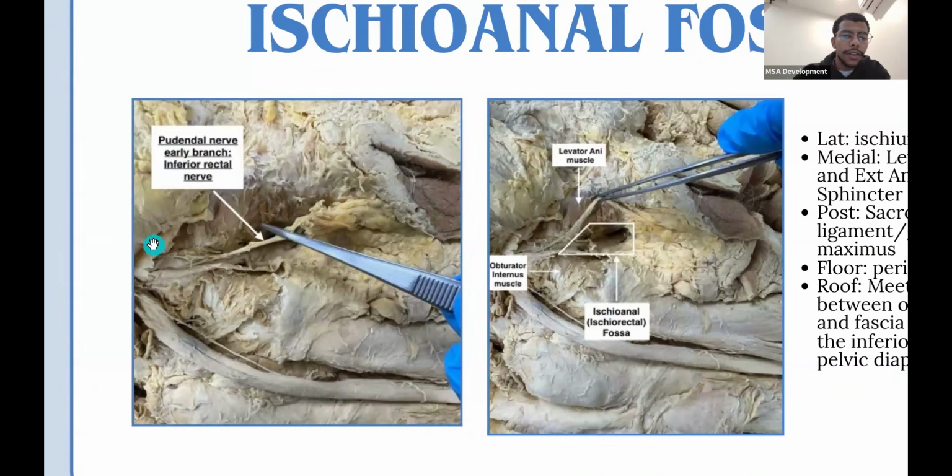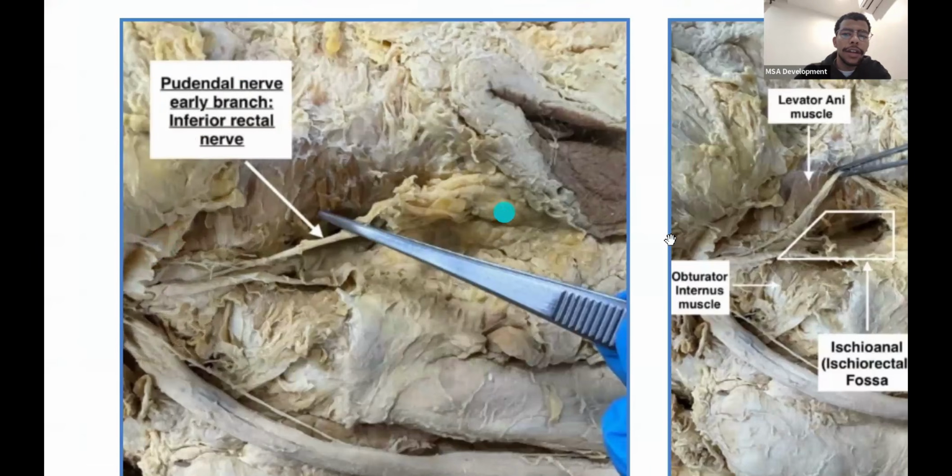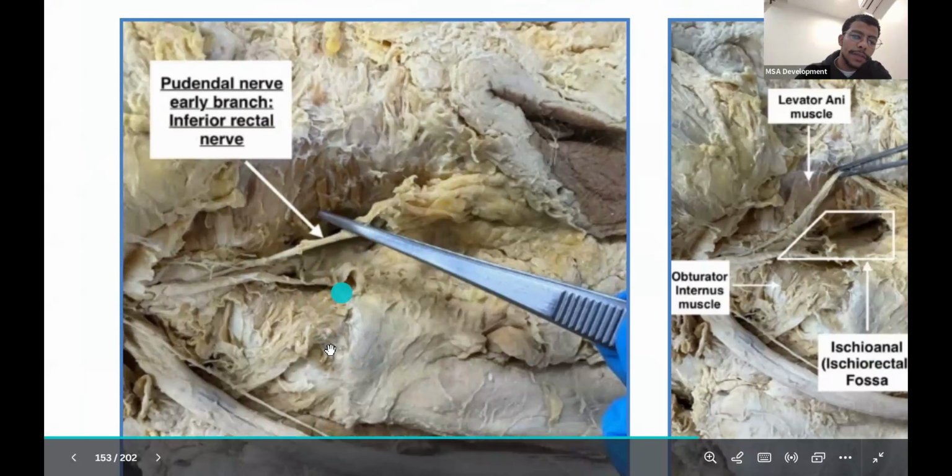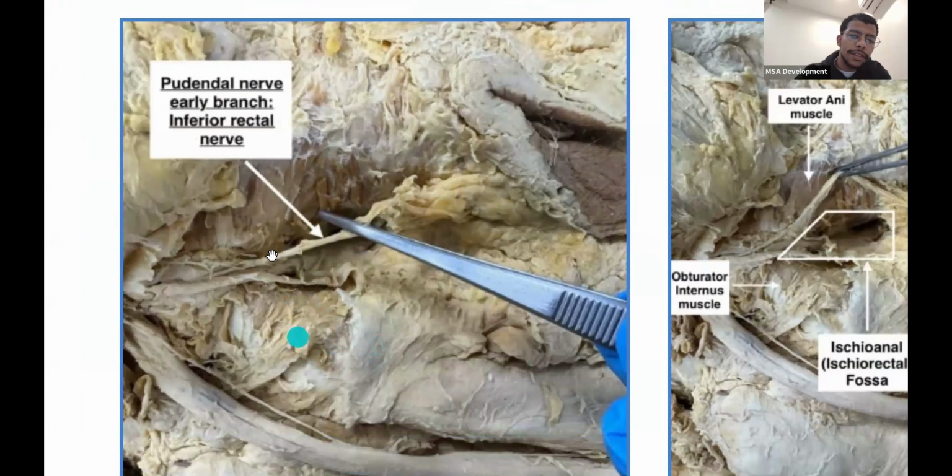Okay, here's another view. Oh, and the patient's head is over there. His feet are towards that side, towards the right. So that is the medial side. This is the lateral side. So this is the ischium, obturator internus.